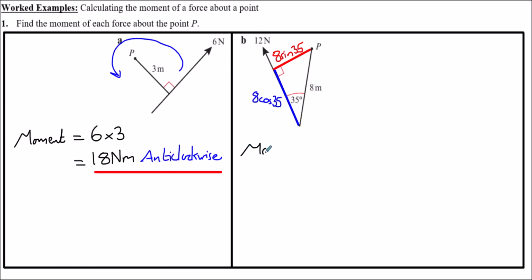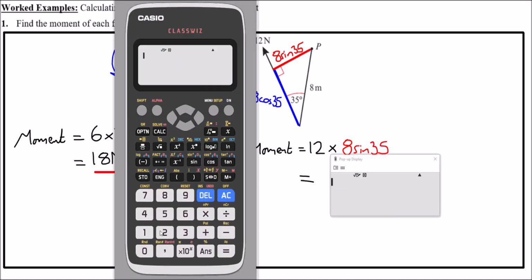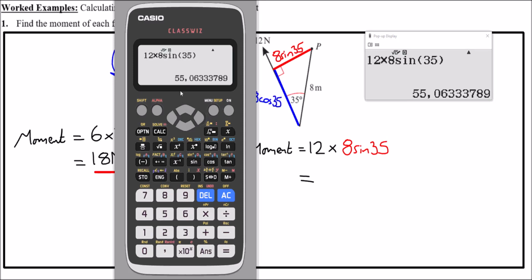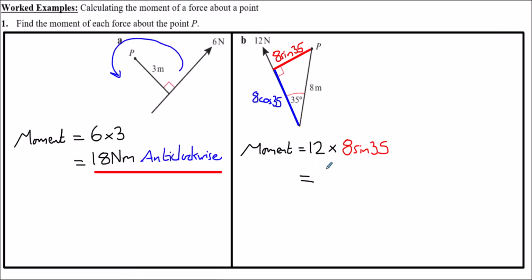So for this case, the moment is the magnitude of the force, which is 12, multiplied by the perpendicular distance in between P and the line of action of the force, which is just 8 sine 35. So 12 multiplied by 8 sine 35. Get the calculator if in doubt. So 12 times 8 sine 35. What does that give us? Well, that gives us, to 3 significant figures, 55.1 Newton meters. Only this time, this force is spinning around that way, and so it's a clockwise moment.